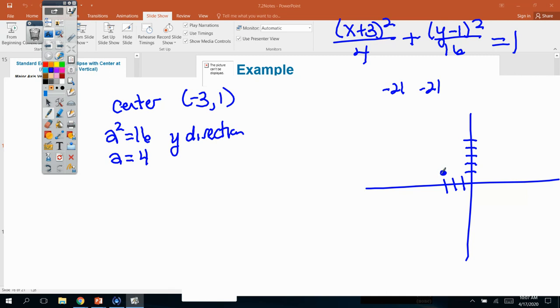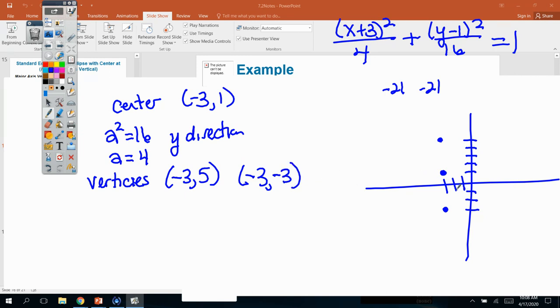Now look, I'm still at -3. So the one that's changing is this. I'm taking 1 plus 4 and 1 minus 4. So 1 plus 4 would be here, and 1 minus 4 would be at -3. And those are the vertices. The vertices are the big ones on the end of that major axis. I took 1 plus 4, or you could count here, and that's 5. And 1 minus 4 was -3. Those are the vertices. That's from the a.